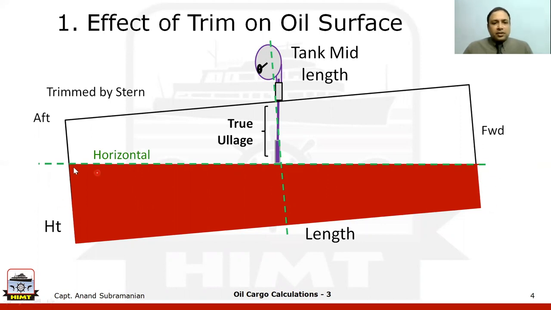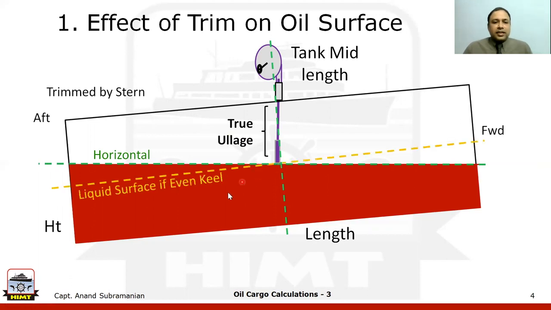Because of the trim, the level of the oil always has to be horizontal, so the oil level is in this condition. The ullage of the oil can be found out from any length, but for finding out the actual ullage, what we call a true ullage, we have to convert that ullage from that point to the mid length of the tank. This ullage is what is called a true ullage.